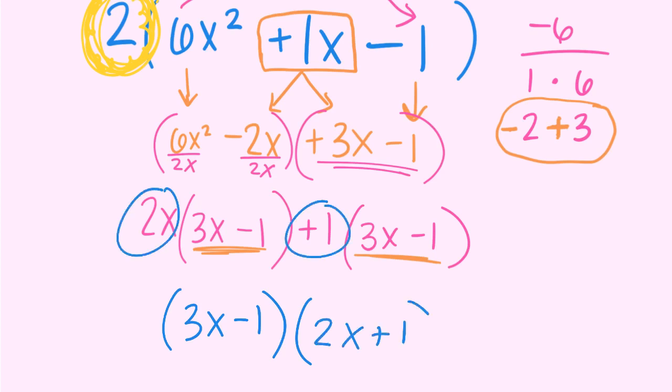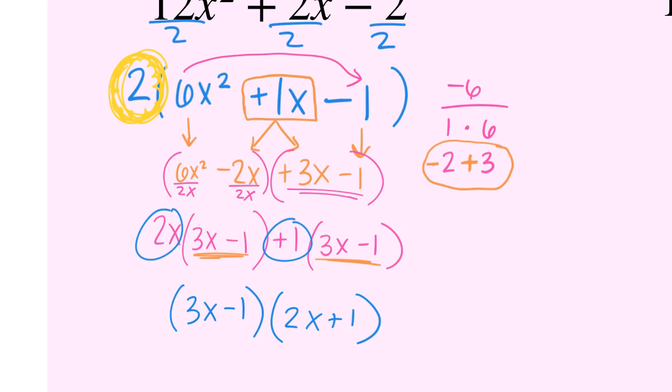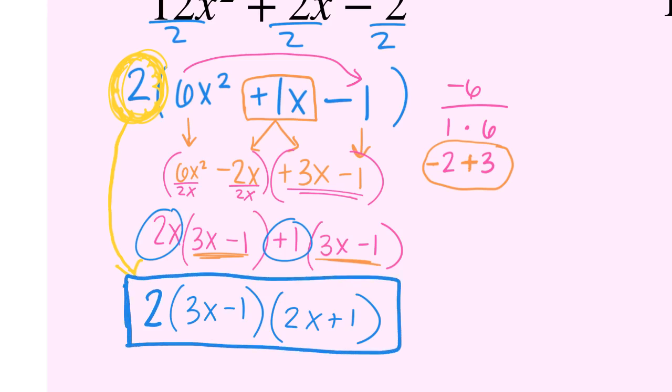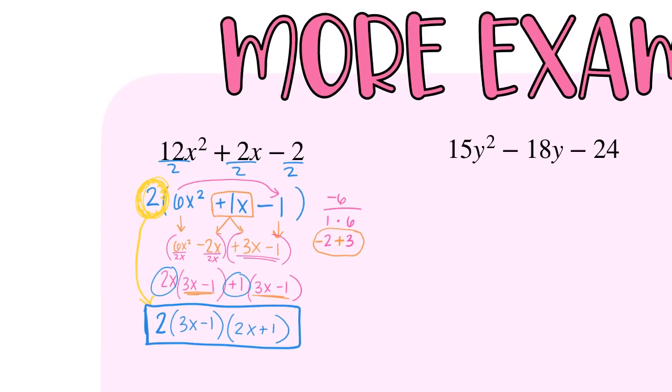And don't forget about your GCF that you circled up there, right? That 2 has to come down with all of this. So we're going to keep the 2 on the outside, and this would be our final answer. All right, let's do another one.